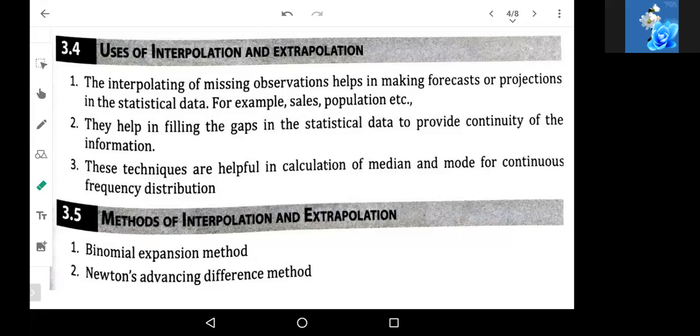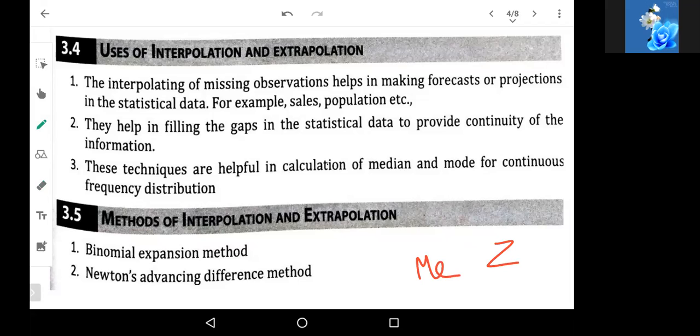Then these techniques are helpful in calculation of median and mode for continuous frequency distribution. So it will also help us in calculation of mean. We have already solved this in the previous semester. If we have median and mode, we are not calculating arithmetic mean. If you remember, median and mode, Z value and median value, we were calculating median and Z value, right? So those two values can be calculated using interpolation and extrapolation. So these are the uses of interpolation and extrapolation.